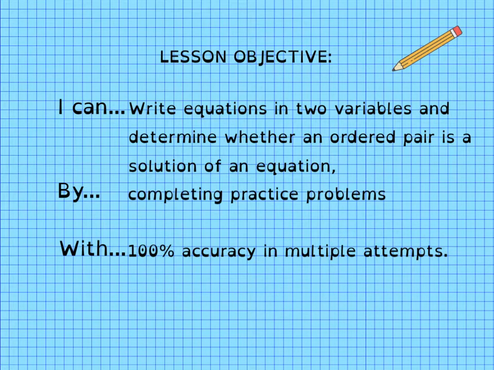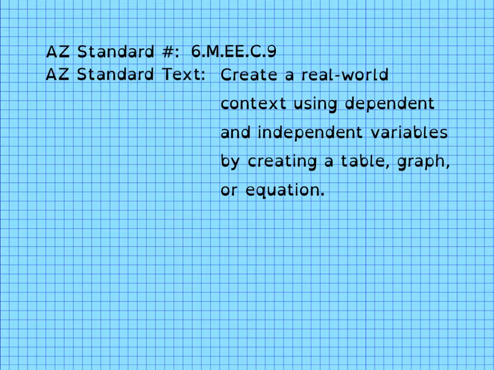Today's objective is I can write equations in two variables and determine whether an ordered pair is a solution of an equation by completing practice problems with 100% accuracy in multiple attempts. The Arizona State standard that we'll be addressing today is create a real-world context using dependent and independent variables by creating a table, graph, or equation.